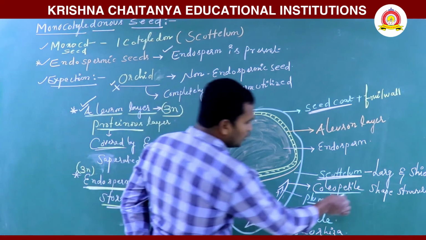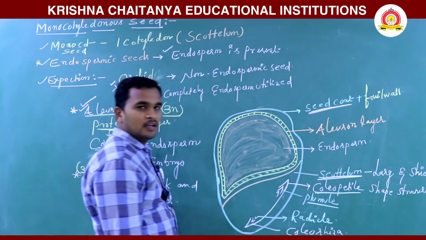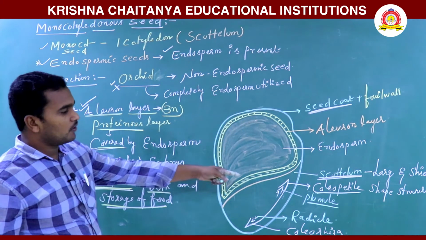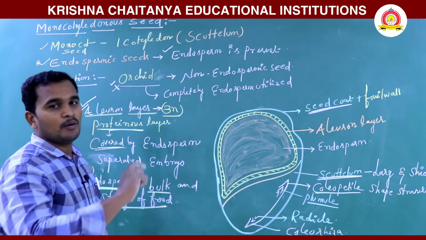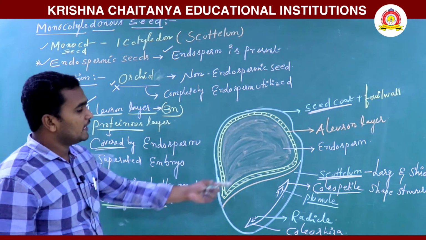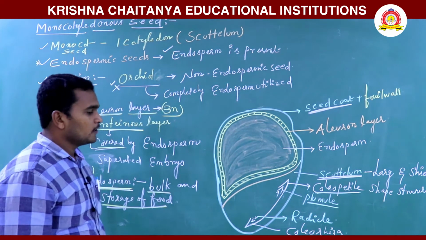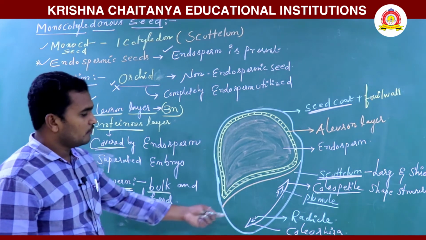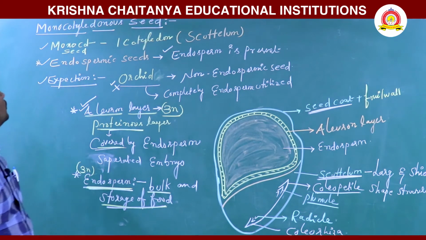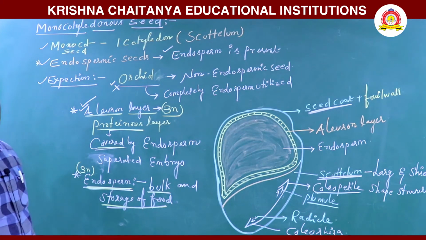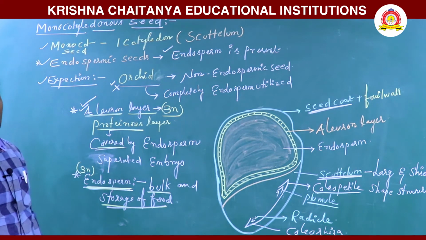Next is the coleoptile, which is the layer covering the plumule. And the coleorhiza is the covering of the radicle. So these are the parts of the monocotyledon seed. This is the structure of a monocotyledon seed.